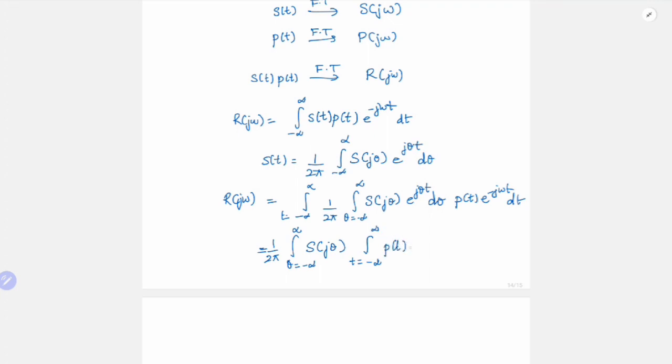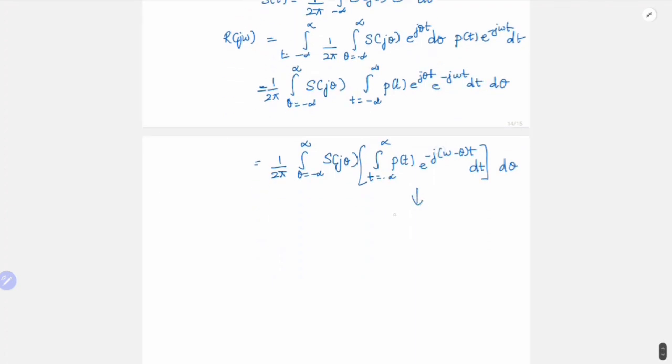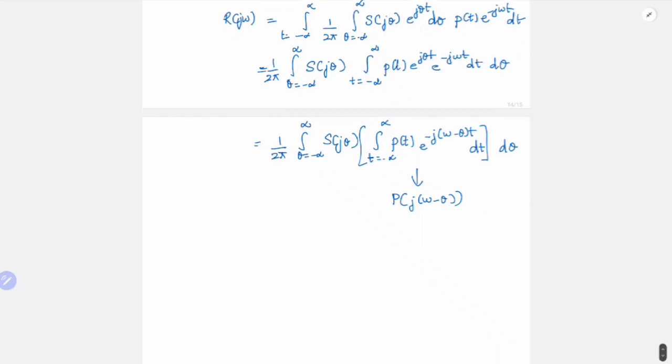which is p of t e power j theta t e power minus j omega t dt into d theta. So now let us simplify this. Theta equal to minus infinity to infinity s of j theta integral t equal to minus infinity to infinity p of t e power minus j omega minus theta into t dt into d theta. So if I see this, this is nothing but P of j into omega minus theta, right? That is the Fourier transform of p of t shifted by theta.